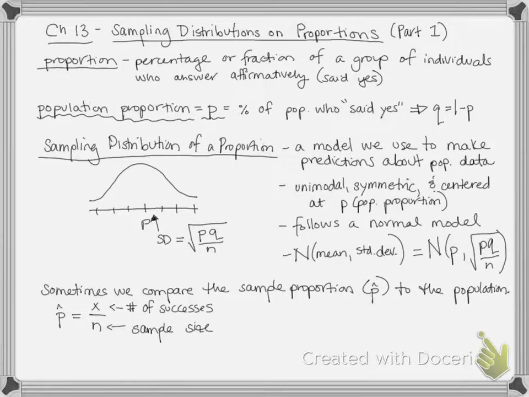So sometimes we compare the sample proportion p hat to the population, and in doing so we might express it as a fraction, which can always be written as a percent or decimal, right? We could convert this into a percentage or a decimal, okay?